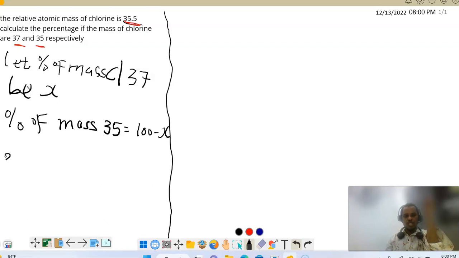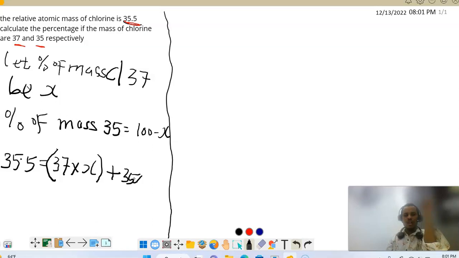The equation will be 35.5, which is the relative atomic mass, is equal to the mass of chlorine 37 times its percentage, which is X, we don't know, close bracket, open bracket, plus we have also chlorine 35 times its percentage, which you don't know. The percentage of chlorine 35 is 100 minus X. You open bracket, 100 minus X, then you close bracket.